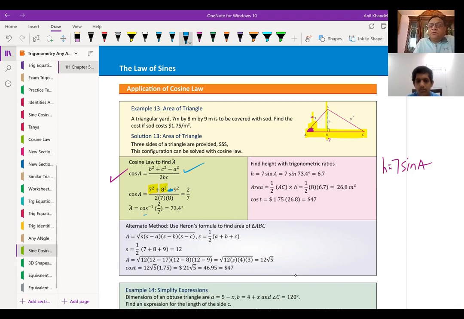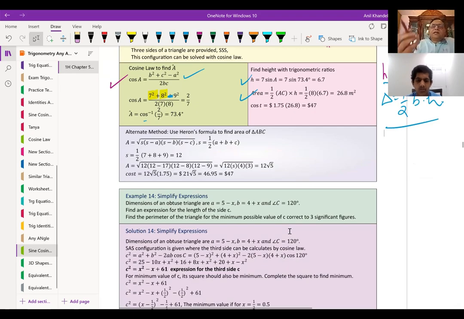Once you have this particular angle, then you find h as sine A. So you know the height, correct? And then you apply the formula. Area of the triangle is half base into height. Get the answer, correct? Now, this is one way of doing the area of a triangle. At this time, I'd like you to also understand Heron's formula for finding the area of a triangle.